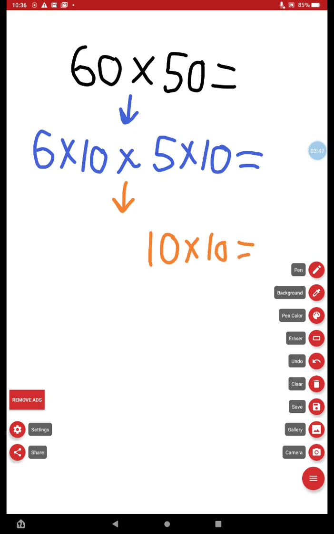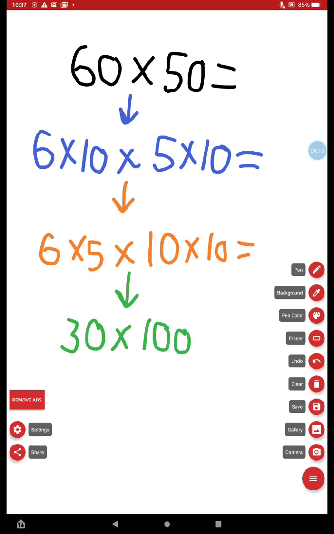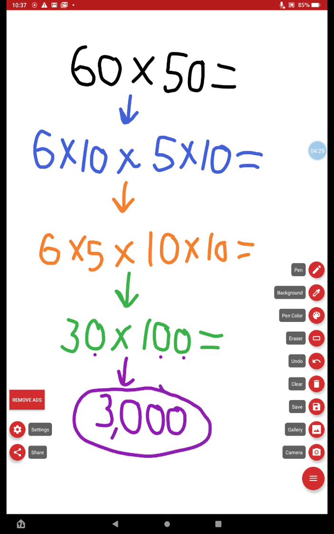And that leaves me with 6 times 5. All right, now that I've got this problem this way, I can use my basic math facts. I know that 6 times 5 is going to get me 30. And I know that 10 times 10 is 100. Well, not too hard beyond this now. I know that 3 times 1 is 3, and then I just add on all the zeros. 1, 2, 3. So I get 3,000 as an answer.